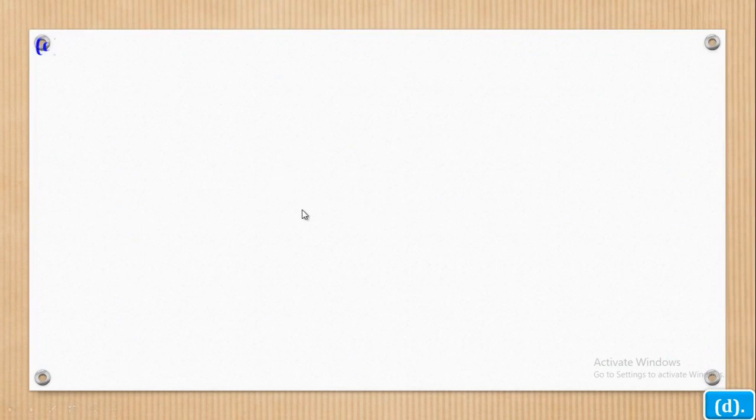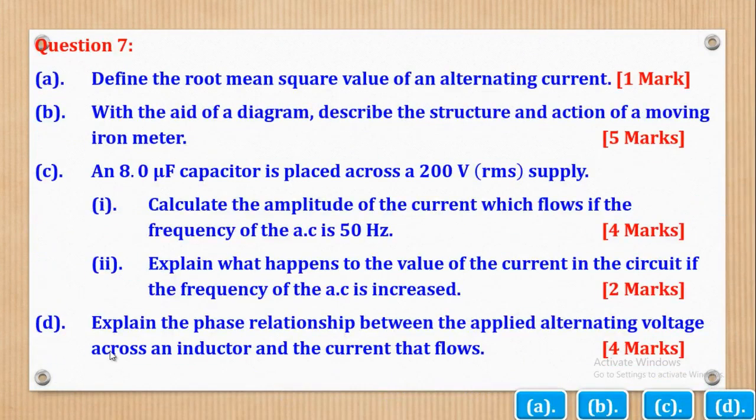So now we shall go to part D. Part D says, explain the phase relationship between the applied alternating voltage across an inductor and the current that flows.